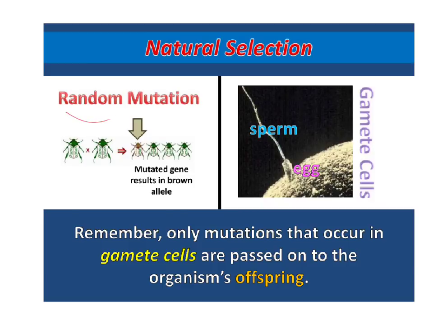So again, this idea of random mutations is really important. It's not like an organism can go and say, oh, hey, my environment is changing and I'm going to need to grow longer fur, and then just decide to do that. It's the organisms that already have slightly longer fur due to random mutations that are going to be better adapted when a climate changes. Only mutations that occur in gamete cells are passed on to the organism's offspring.